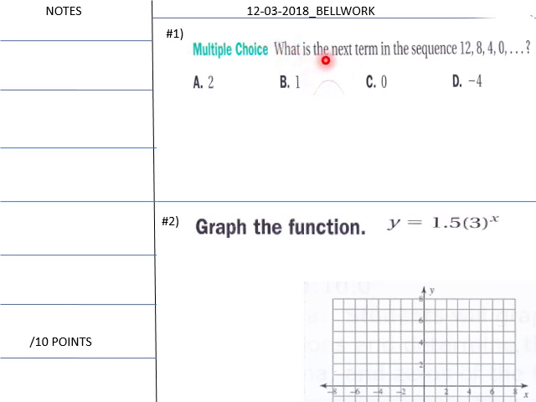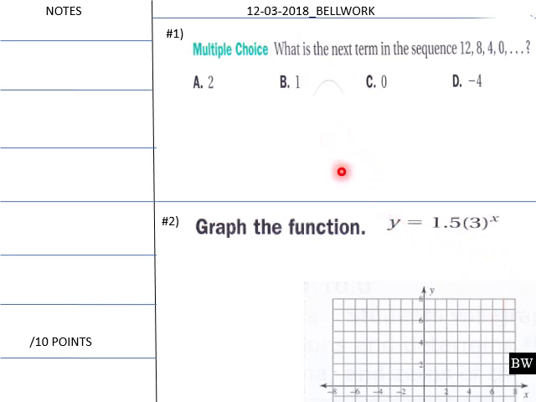Number one up here, what is the next term in this sequence here? 12, 8, 4, 0, and so on. What would be our next term here? And then down here, graph the function y equals 1.5 times 3 to the x power. So graph that here on this grid, students. Teachers, give your students about 3 minutes to do this. See you in 3.